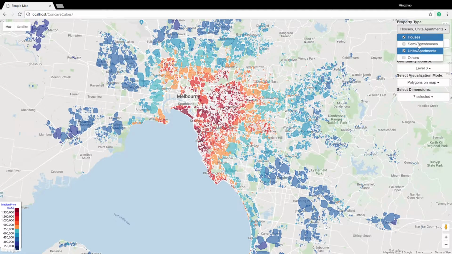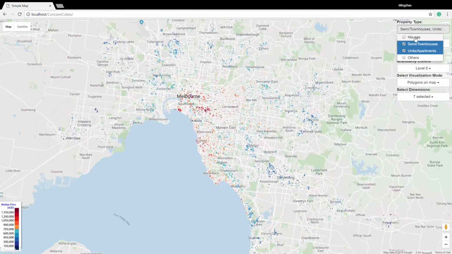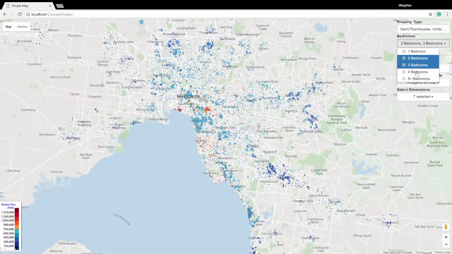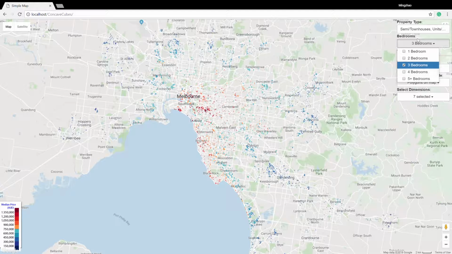For filtering, it would affect the level of categorical dimensions, and only those newly added or deleted clusters will be affected on the map view.